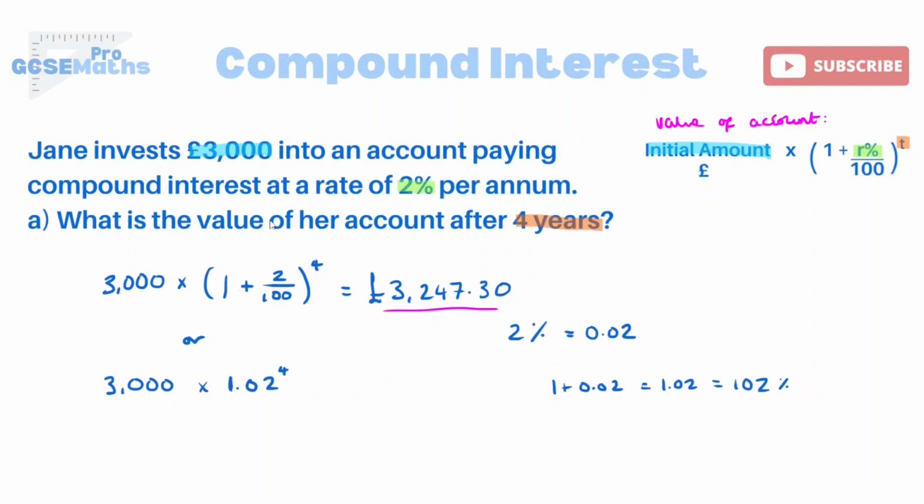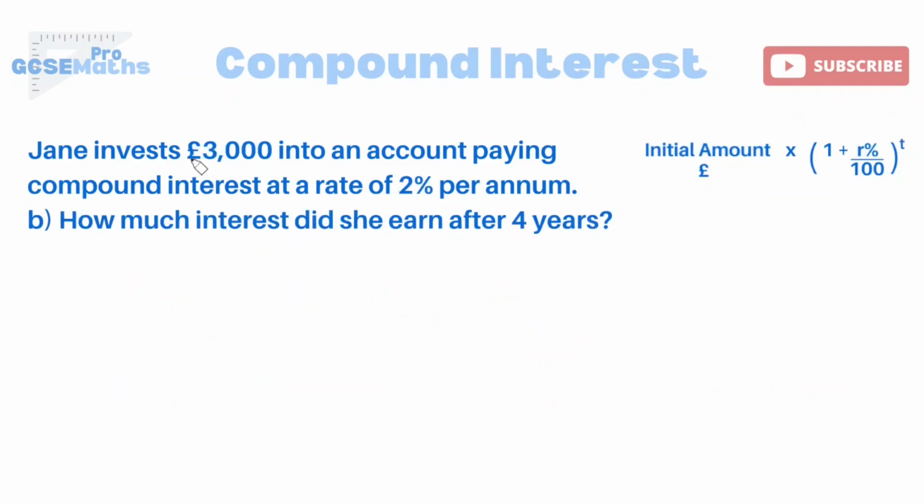So that's why you have to be really careful. Double check your question. What have they asked for? In this case, yeah, they've asked for the value of the account. So this is your answer. £3,247.30 is your answer. Okay, so you can see here we've got exactly the same question. Jane, we've got £3,000, we've got 2% interest, we've got 4 years.